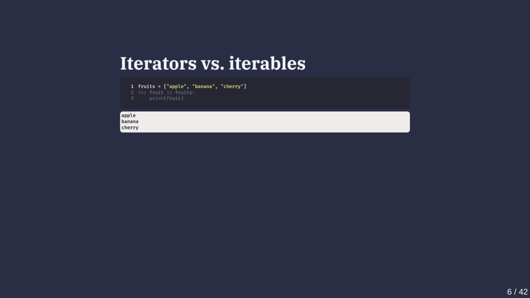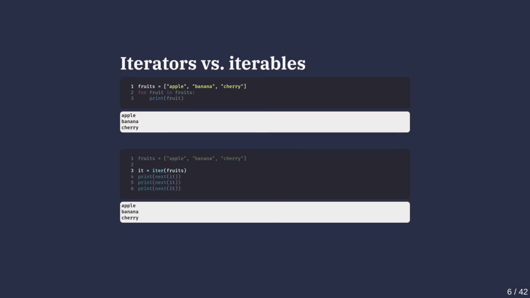Let's look at this example. A list of fruits here is an iterable. That means Python knows how to give us an iterator from it. When we call iter on fruits, we create an iterator object that remembers where it is in the sequence. Each time we call the method next, the iterator gives us the next item. First apple, then banana, and finally cherry. This is exactly what happens behind the scenes in a for loop. The loop keeps calling next until there are no more values left.